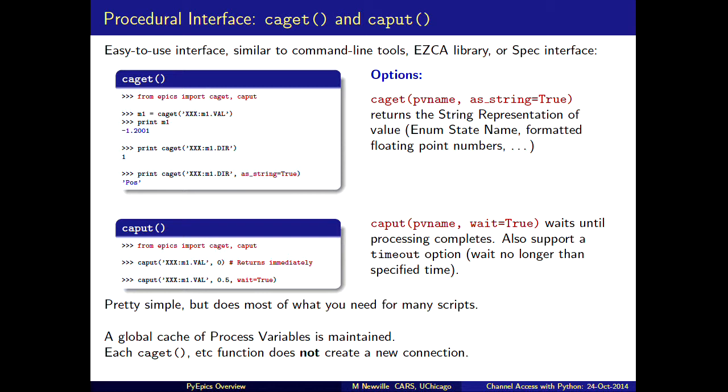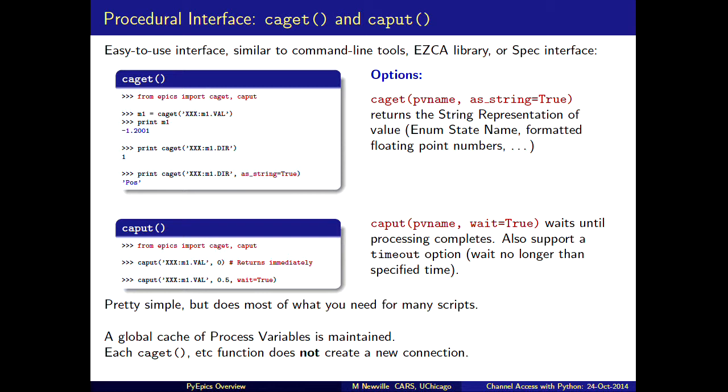So you can go to any motor or anything and you can get its value, you can print its value, and you can move things and set values. So there's a couple of options with this that aren't in the normal command line tools. Like you can get a process variable name as a string.